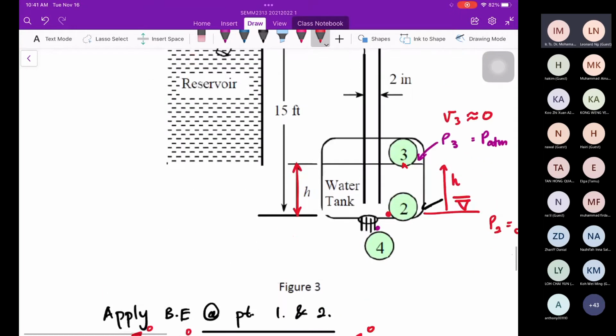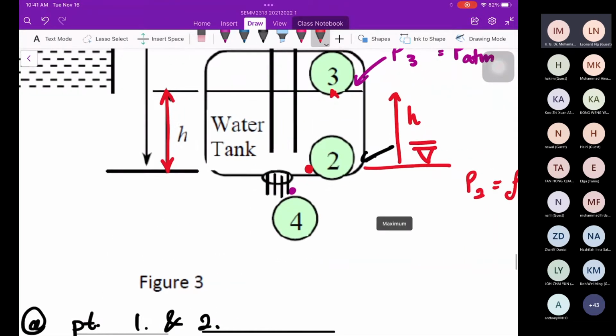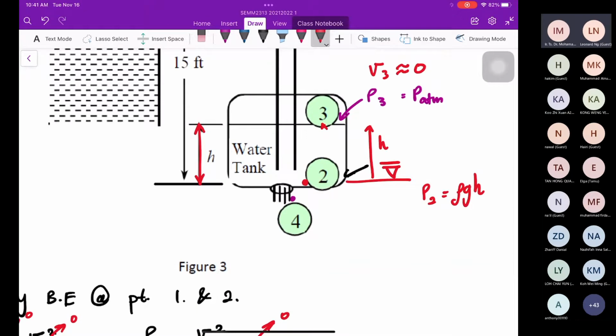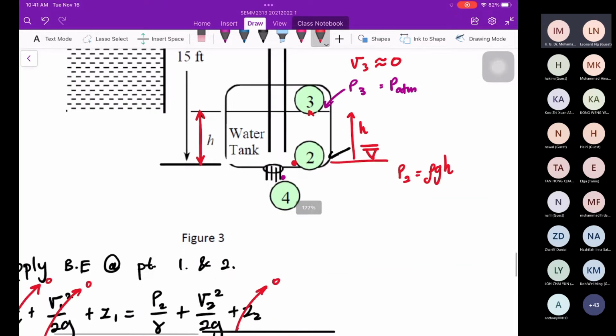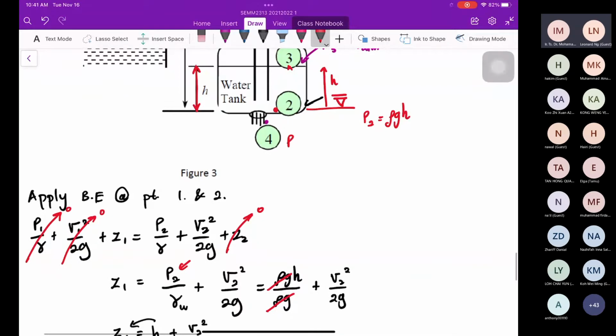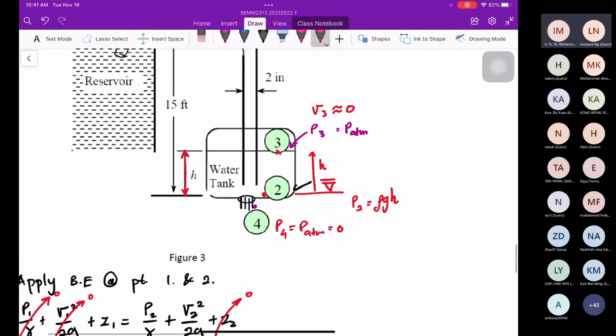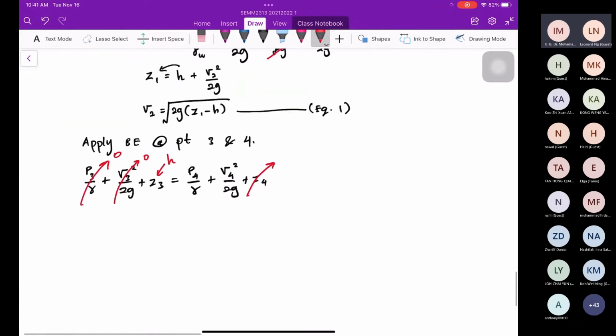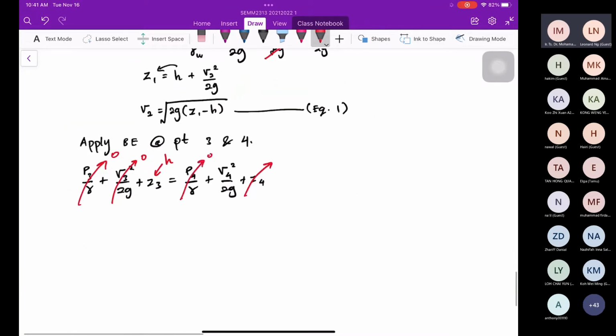P4. Okay, P4 is exposed to the atmospheric pressure. You can see PATM. So P4 equal to PATM equal to 0. So cancel P4 equal to 0. What do we have? We have H equal to V4 squared over 2G. So rearrange, V4 equal to the square root of 2GH.